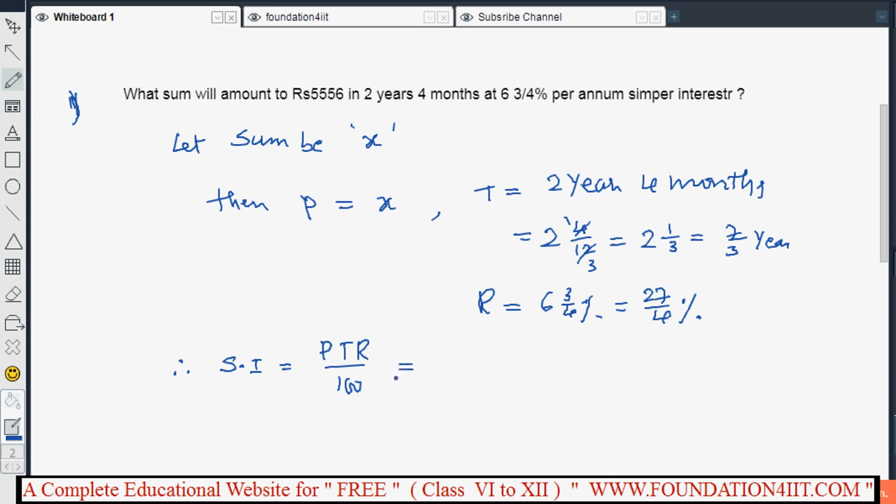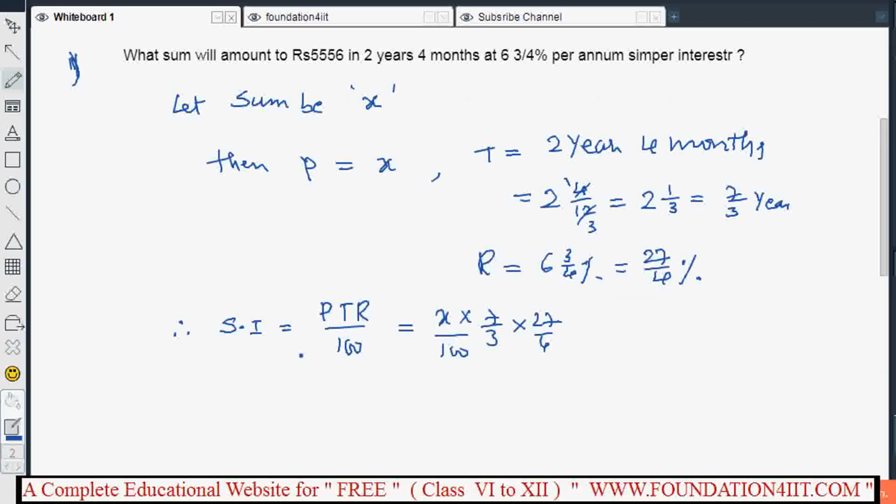You have done some problems previously. Now x into time is 7/3, rate is 27/4 by 100. This is simple interest. Now by cancellation, this 3 nines, 63x by 400, in terms of x.